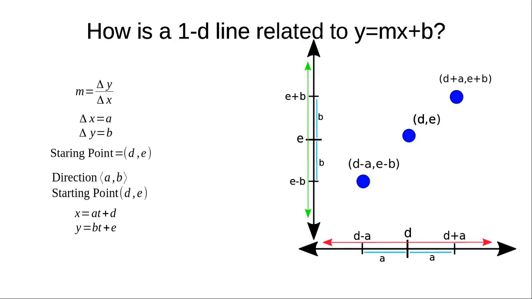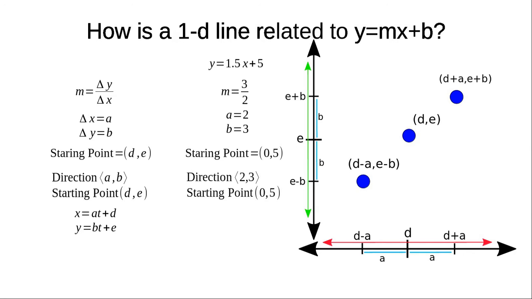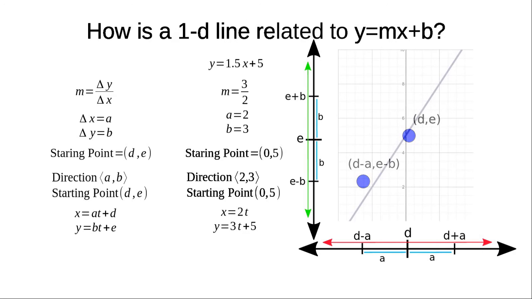Let's try it with a function. We'll parameterize y equals 1.5x plus 5. Our slope will be 2/3, which will yield an a of 2 and a b of 3. We don't have a starting point explicitly given, so we will use the y-intercept because it's the easiest point to find on the line, but any point will work. So now, with our direction 2, 3, and our starting point 0, 5, we can write our 2 equations, x equals 2t and y equals 3t plus 5. Now, we can graph these to see that it looks exactly like the line y equals 1.5x plus 5.